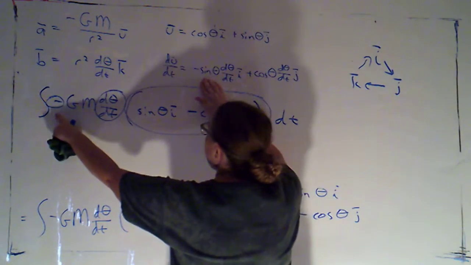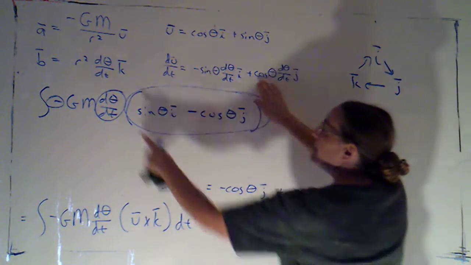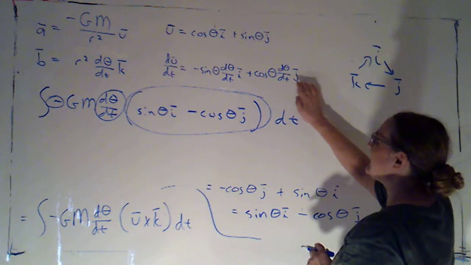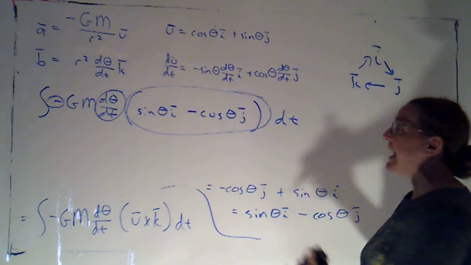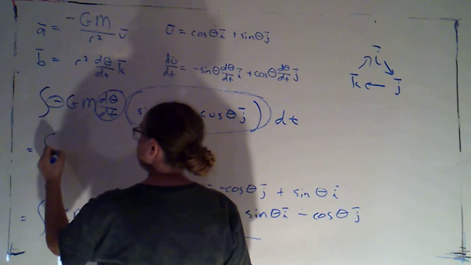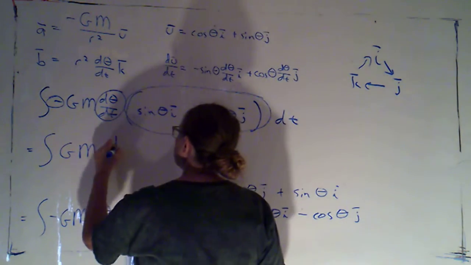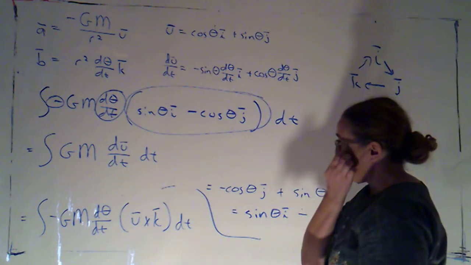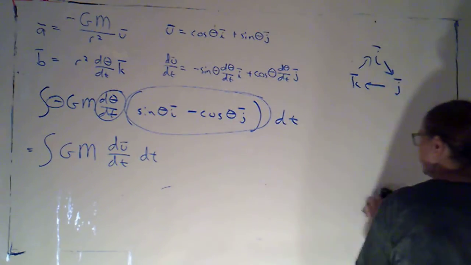I'm going to get negative sine theta dθ/dt copies of i. Distributing that negative, it'll become plus cosine of theta dθ/dt j. So these pieces that I've circled combine to give me du/dt. So this integral that we're going to do is just the constant g times m times du/dt. Okay, this is looking like it might be a relatively simple integral.